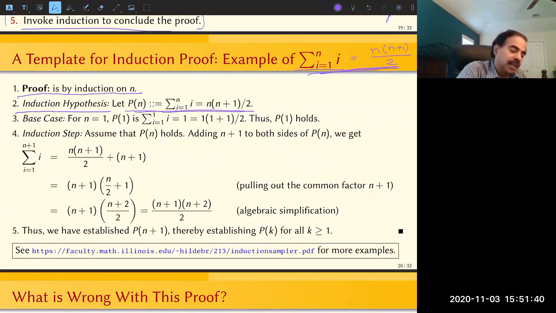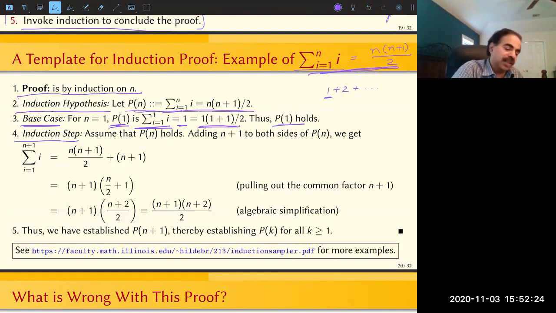Then we identify the base case. Here is a case where the base case of 1 seems to make sense, because you start from 1 plus 2 plus, therefore the base case of n equal to 1 seems more natural. We calculate the summation of i equal to 1 to 1 of i, which is just 1, and then we verify that n times n plus 1 by 2 in this case becomes 1 times 1 plus 1 divided by 2, which is just 1, and therefore you can say, hey, P of 1 holds.